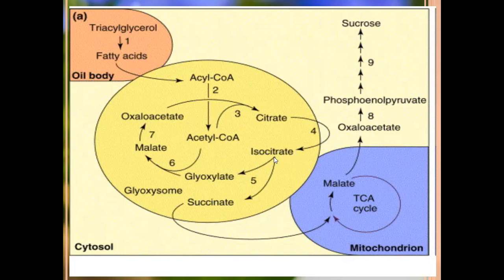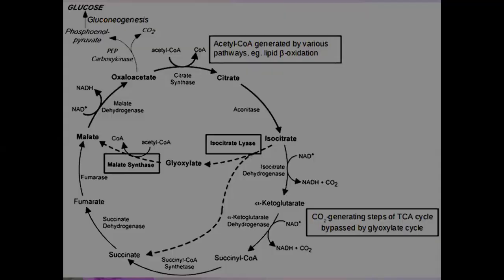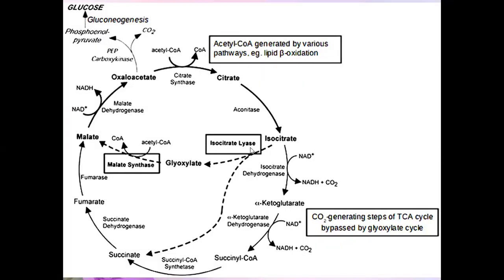Isocitrate cleaves into 2 parts. One is glyoxylate, containing 2 carbon atoms, and the other is succinate, containing 4 carbon atoms. For this reaction, the isocitrate lyase enzyme is involved. It is the important first enzyme of the glyoxylate cycle.